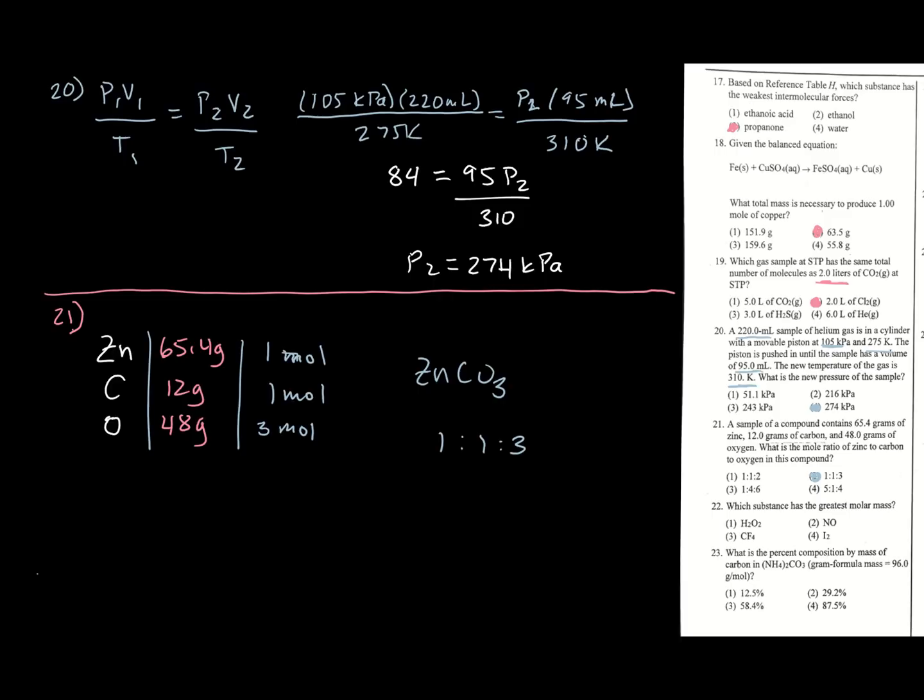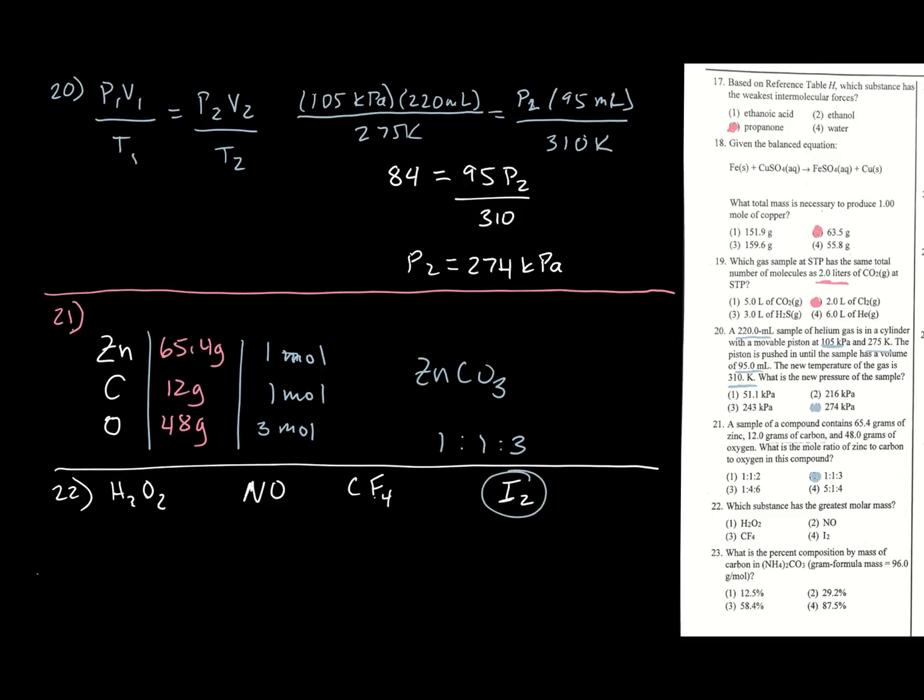Number 22, which substance has the greatest molar mass? So what you have to do is actually calculate for every single one of these compounds. H2O2. Okay, so you're gonna have to calculate for each of them and use the reference table. Let me just tell you right off the bat that it's definitely going to be I2 because that element itself is really huge and overpowers everything else, but let's calculate it for a brief moment.